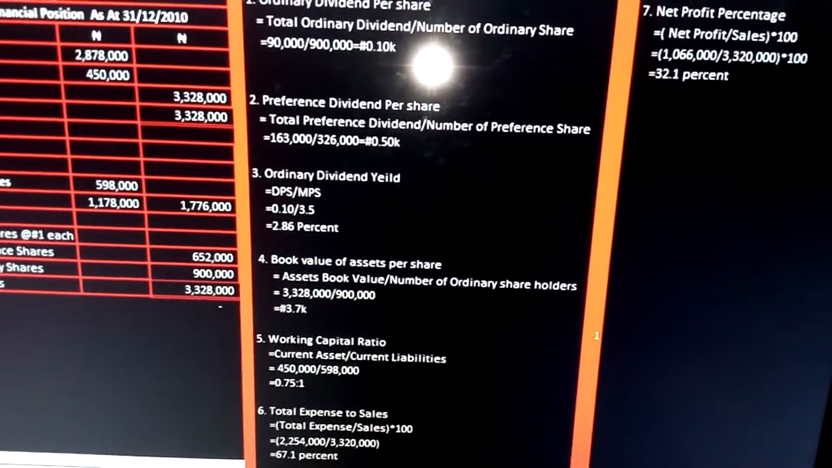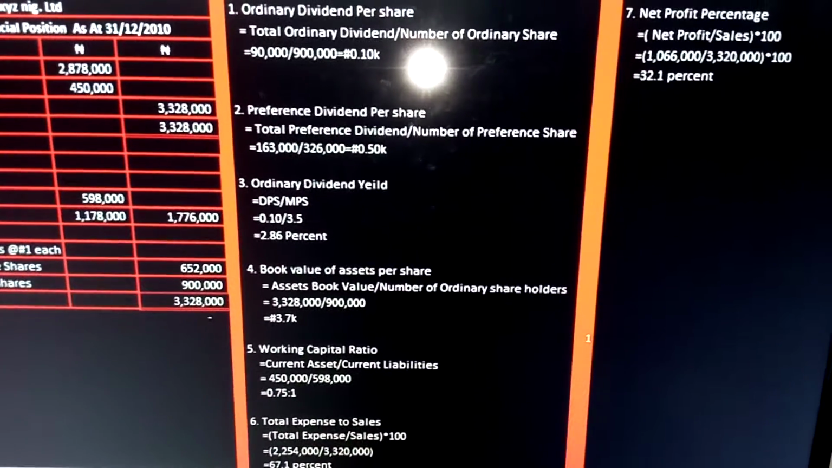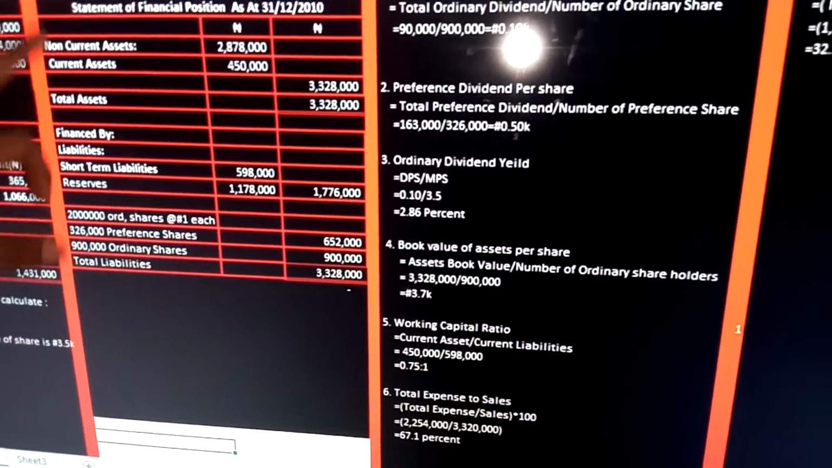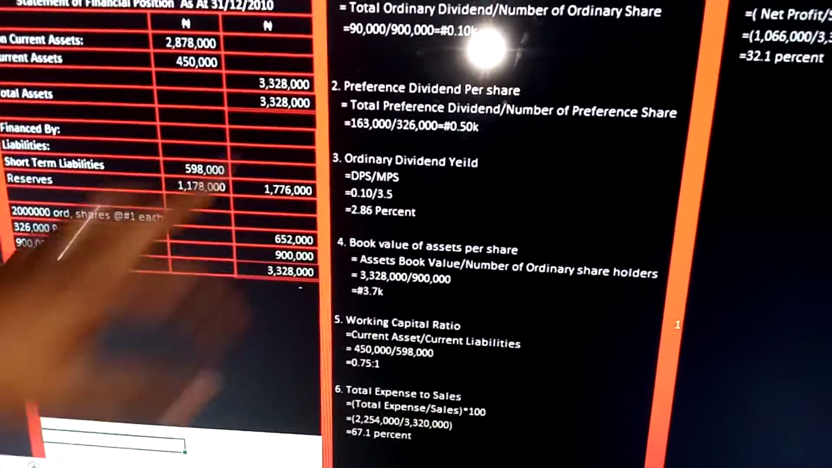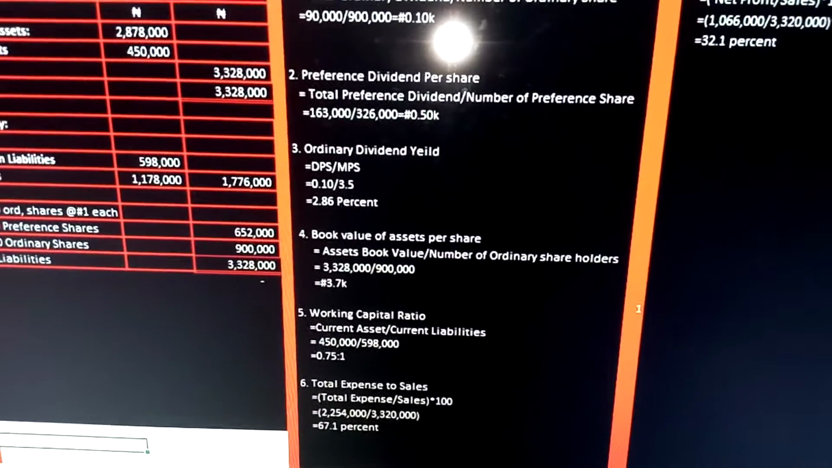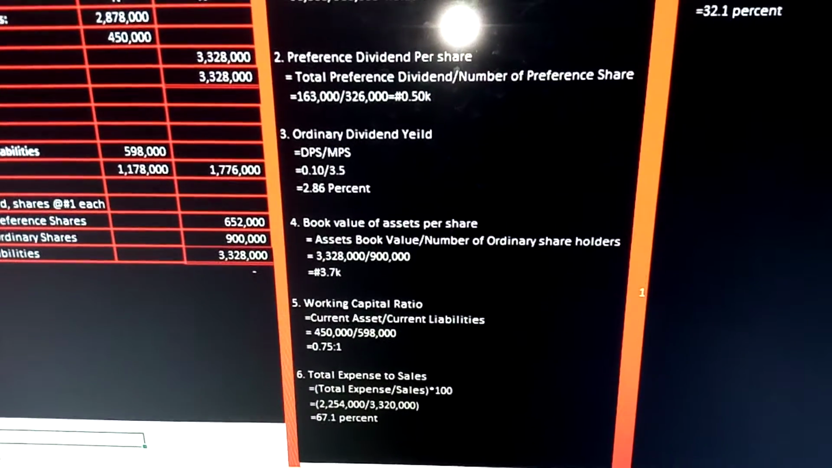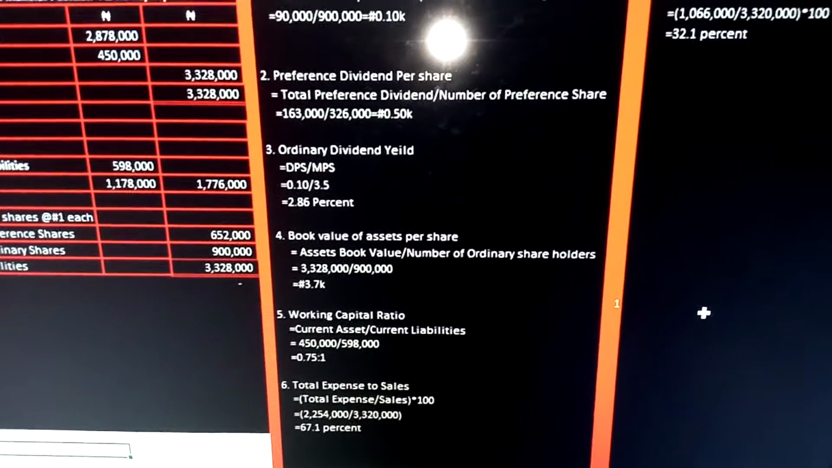So let's go to preference dividend per share. That will be total preference dividend divided by what? Total number of preference shares. What's the preference dividend here? 163,000, already calculated. What's the number of preference shares? Go to your balance sheet. 326,000. Okay. So that will be 163,000 divided by 326,000. That's what? 50 kobo per share. So each preference share is going to have 50 kobo in the form of dividend.